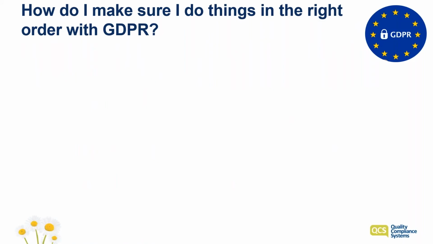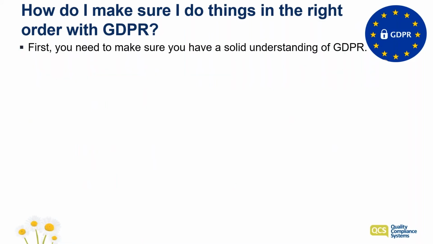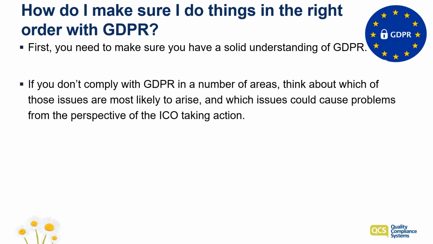First, you need to make sure you have a solid understanding of GDPR. There is a lot of information available on the internet, and a number of training sessions and seminars are being provided by various businesses. I will explain in the next webinar the ways in which QCS will help you achieve compliance. You'll need to understand the principles of GDPR so you can work out whether you are already compliant. If you don't comply with GDPR in a number of areas, think about which of those areas are most likely to arise and which issues could cause problems from the perspective of the ICO taking action. For example, if you know you receive a number of subject access requests, but you don't have a process in place for complying with them, you might want to focus on that as a priority.